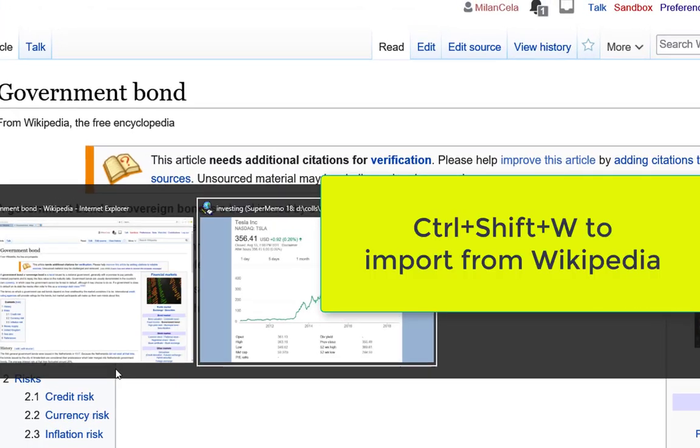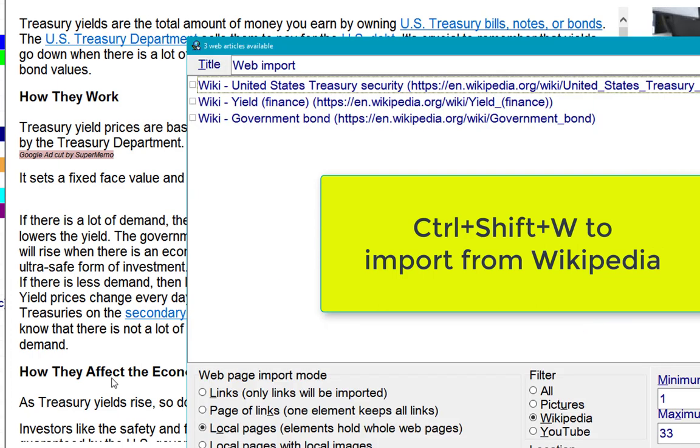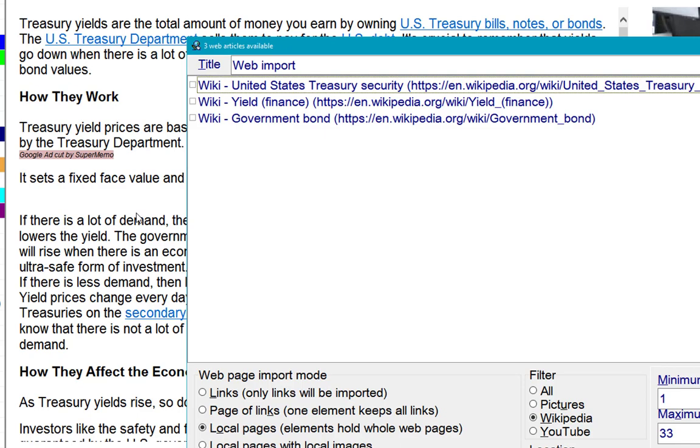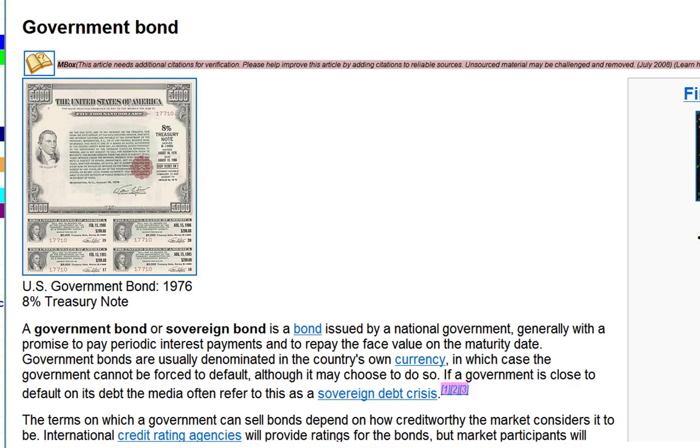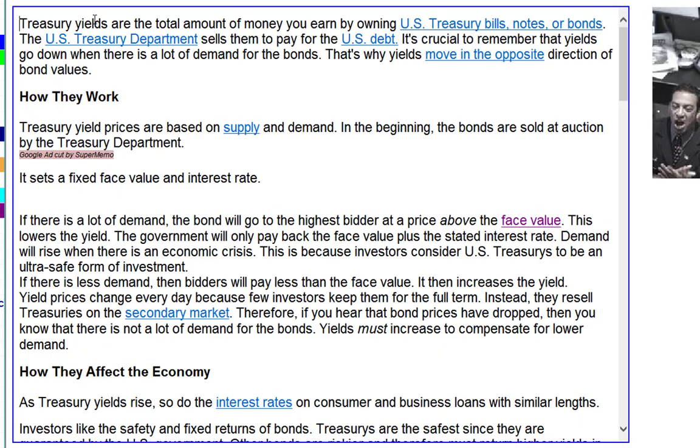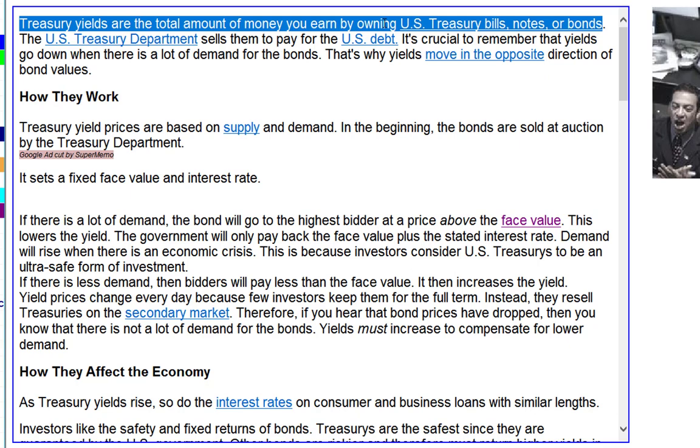So I go back to SuperMemo. Import those three things from Wikipedia. Control Shift W. I'll import those articles. Treasury yields are the total amount of money you earn by owning U.S. Treasury bills, notes, and bonds. Okay. I have some idea what this means.